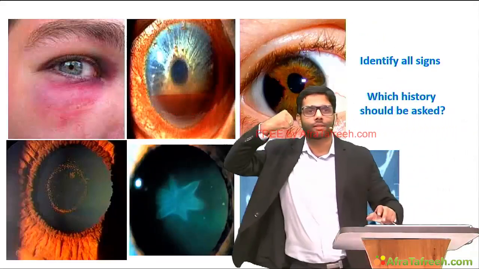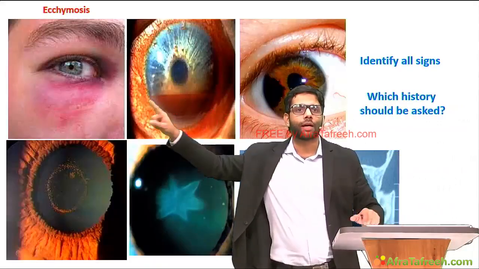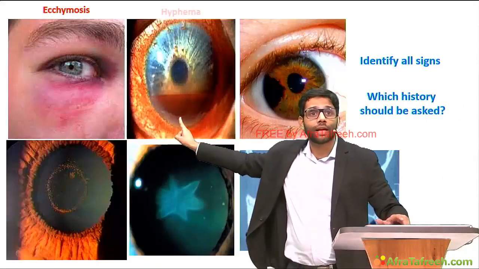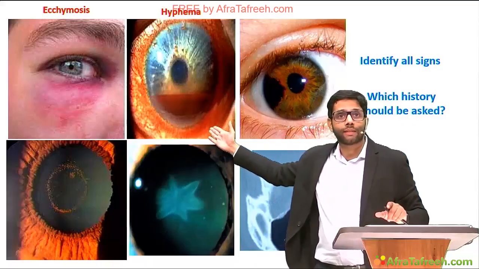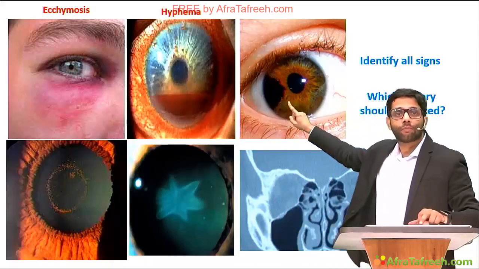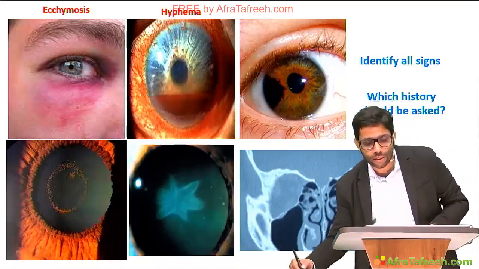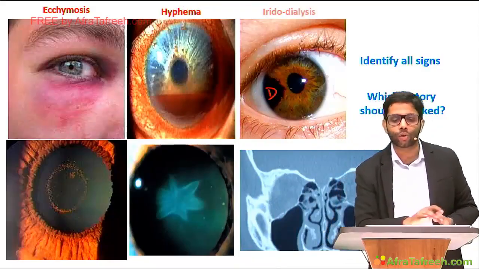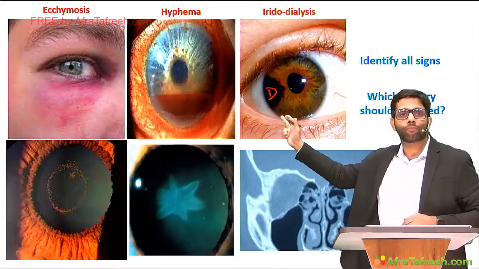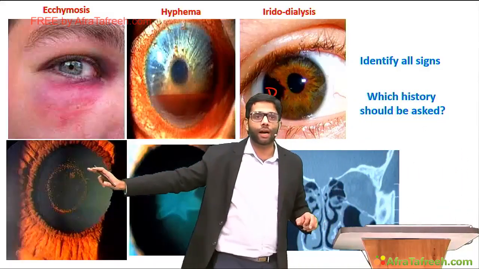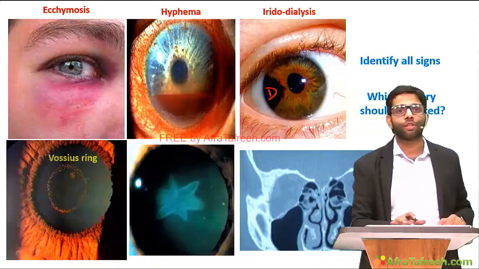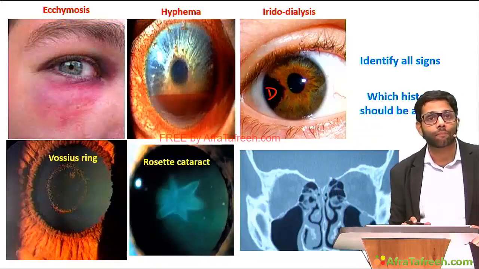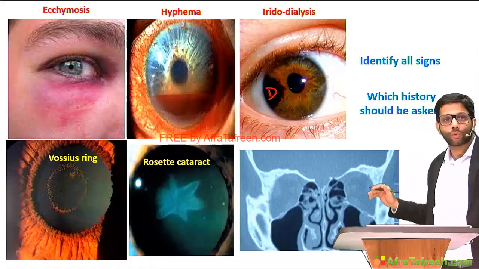All these signs, let us see. What is this sign? Periorbital hematoma, ecchymosis. This is blood in the anterior chamber, hyphema. The major arterial circle at the periphery of the iris bleeds. This is separation of iris from the periphery, causing a D-shaped pupil, iridodialysis. Multiple pupils, polycoria. Pigments, brown pigment of the iris on the lens. Which ring? Vossius ring. Which cataract? Rosette cataract. And this radiology question.